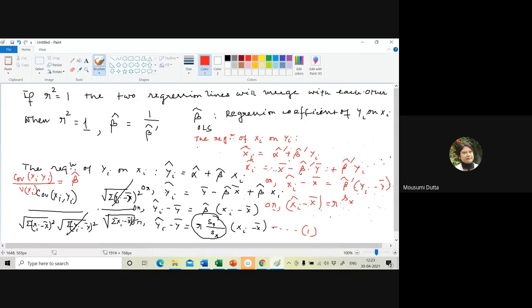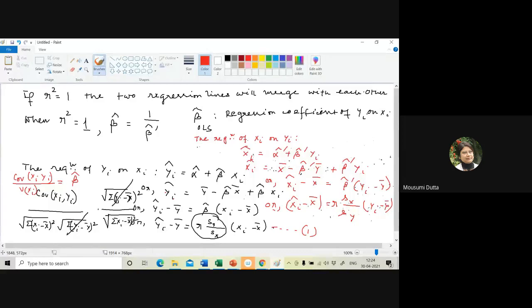This time Sx. Okay. Is it okay to all of you? Yes. So in the next step, what will we do? I'm writing the regression of yi on xi and xi on yi. So I'm writing the two equations in this format. So next, what I'll do?